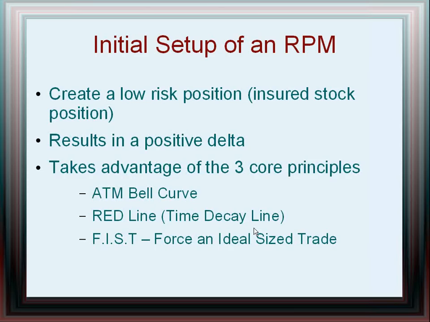So we want to retain most of our time premium, and yes, we're looking for stocks to move up in price. But the FIS, the forced and ideal size trade, that's going to become very apparent to you as we start going through the 3 comparisons. That's really the crux of the 3 comparisons, is the risk of over-leveraging, over-trading, but the RPM, the married put position, allows us to force an ideal size trade.